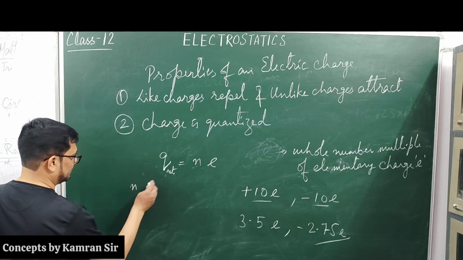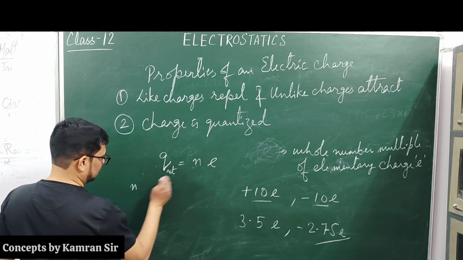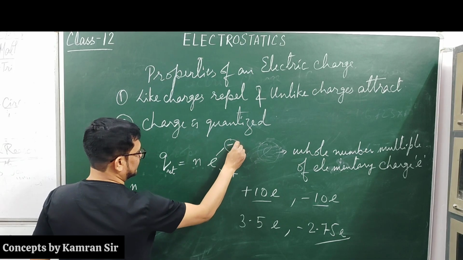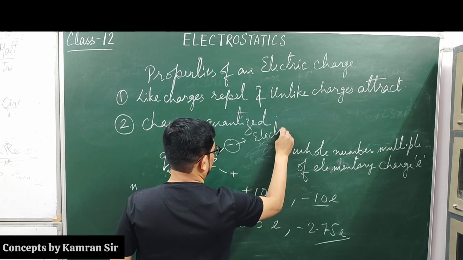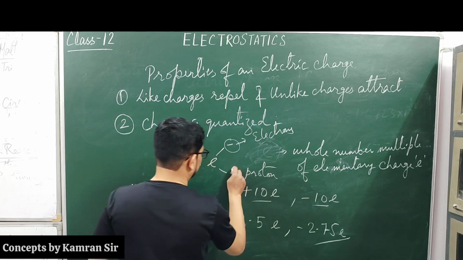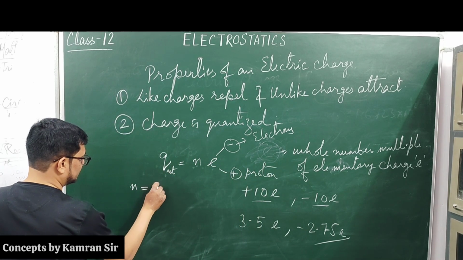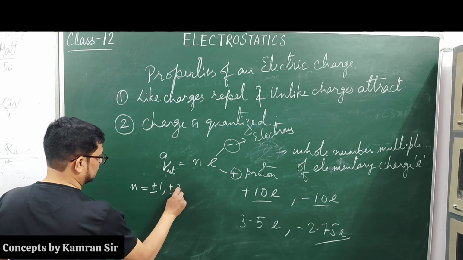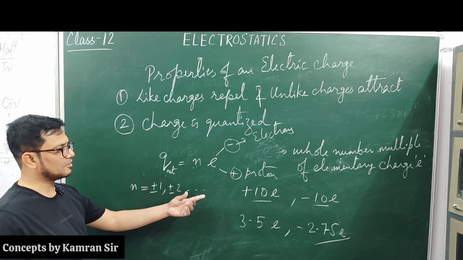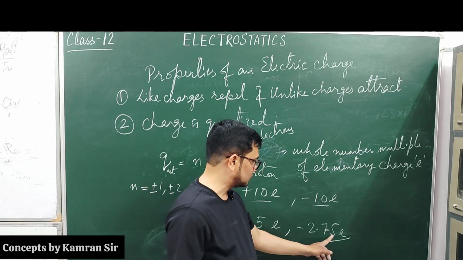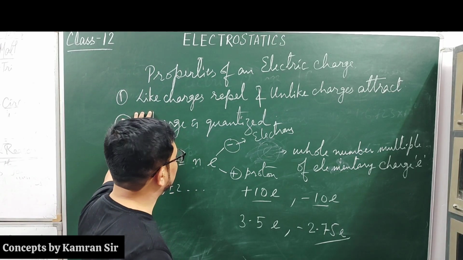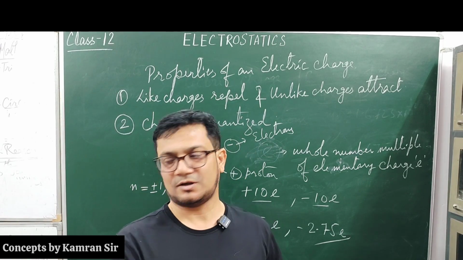Here the elementary charge could be negative in case of electrons, and positive in case of protons, right? So mathematically we have this equation, and n is equal to plus minus 1, plus minus 2, and so on. It cannot be in fractions, like 3.5 or minus 2.75. This whole concept is that charge is quantized, which is known as quantization of charge.